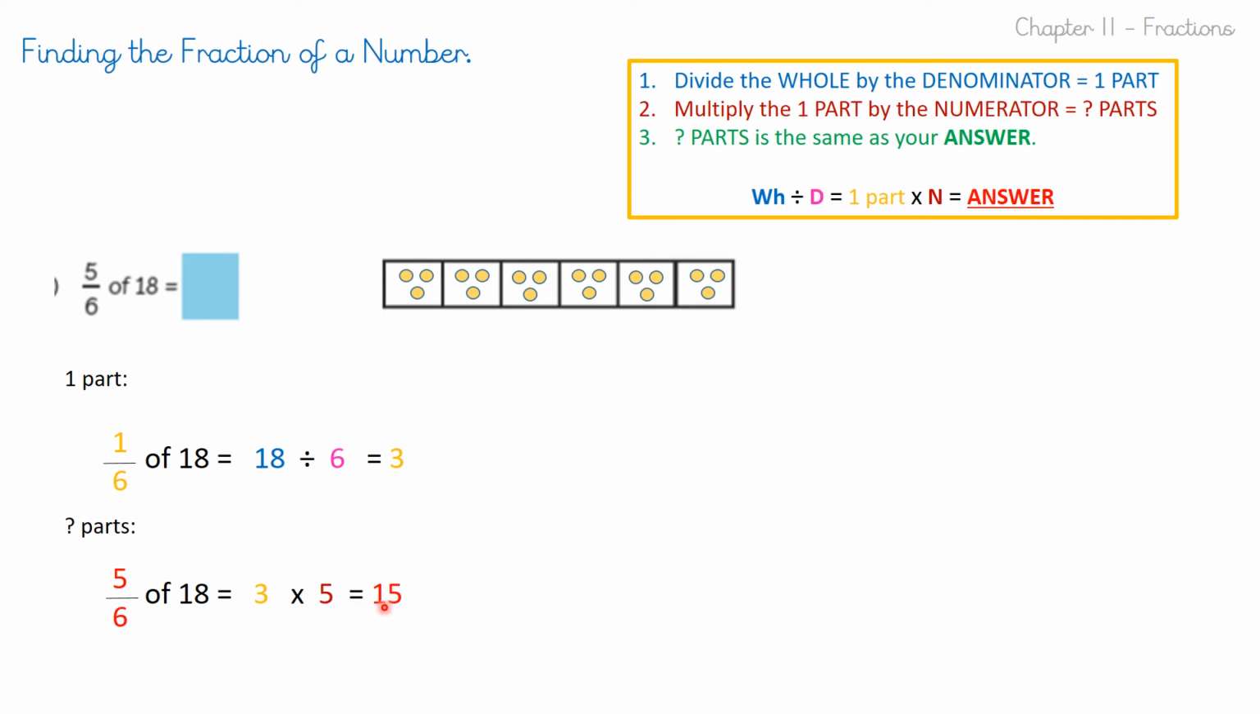15. So we can say that because 3 times 5, one part times as many parts as we want to know, equals 15, we could say that 5/6 of 18 is the same as 15. And we can check it here. If we count 5 parts, so 3, 6, 9, 12, and 15, 5 parts out of 6, it equals the same. Well done, great job, year 3.